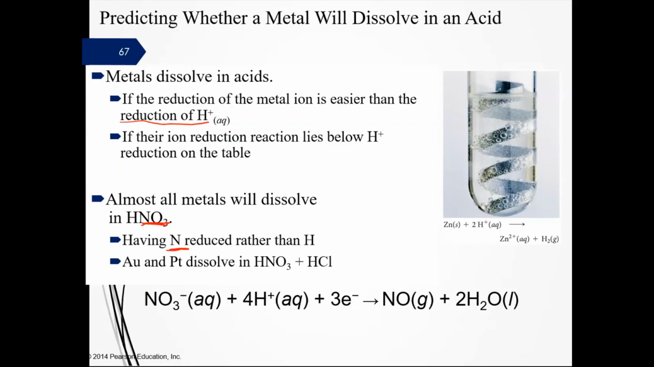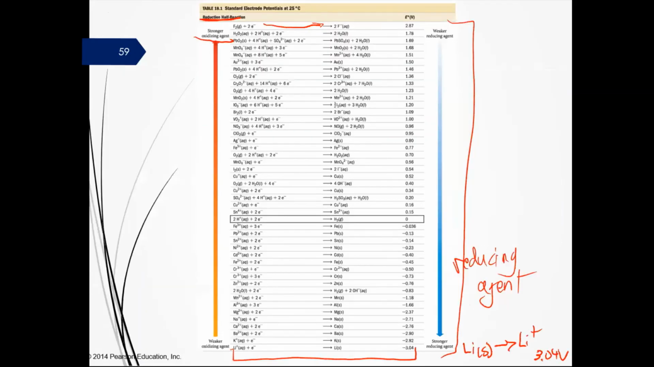So if we go back to look at our standard reduction table, this is where our H+ was. And so when we look, we can look for things like our lithium, our potassium, right? All of these ones down here, we would expect to dissolve because they lie below that of the ion reducing. Whereas the ones above it, we expect to not dissolve inside of our acids because they're going to be higher.